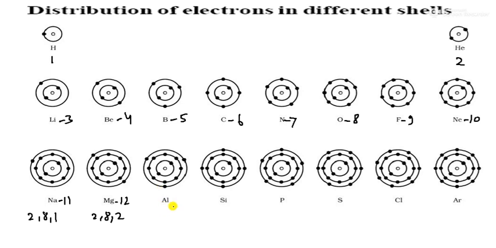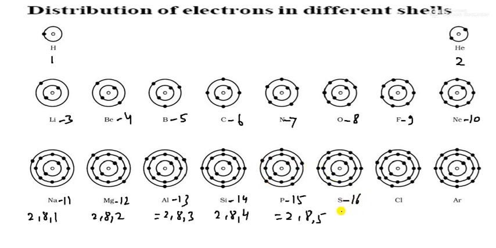And aluminum is 13, so it is 2, 8 and 3. Now silicon is 14, so it is 2, 8 and 4. Now phosphorus is 15, that means 2, 8 and 5. You can see here 2, 8 and 5, you can count 1, 2, 3, 4 and 5.